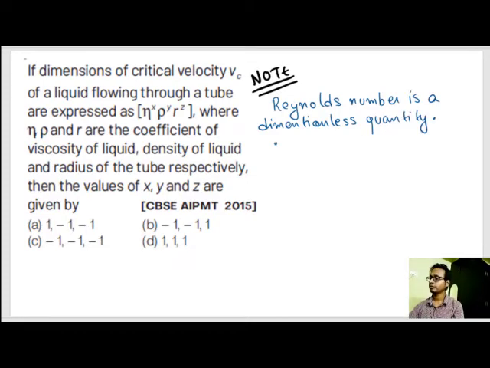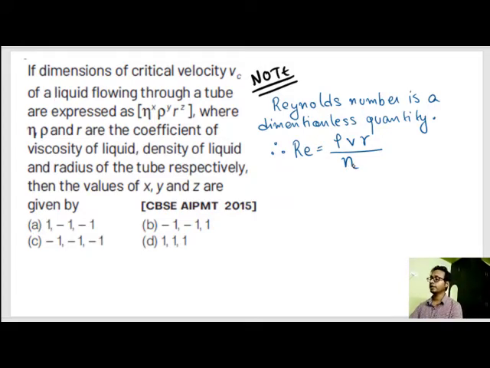Therefore, the formula for Reynolds number is given by rho, or density, into velocity into r, where r is the distance, divided by n, or dynamic viscosity. So in order for the Reynolds number to be dimensionless, the dimension of rho, v and r should be same as the dimension of n. In order for Reynolds number to be dimensionless, the dimension of rho into v into r is same as the unit and dimension of n, or dynamic viscosity.